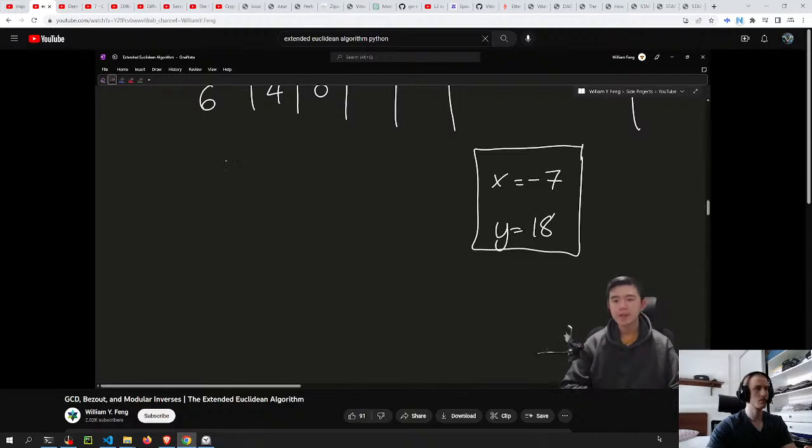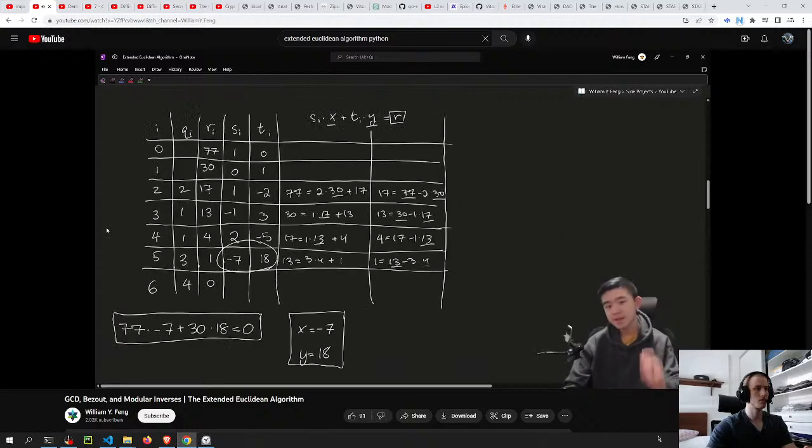So just writing out our final equation for Bezout's identity, we have 77 times -7 plus 30 times 18 is equal to 1. And that is our solution for all this work that we did.